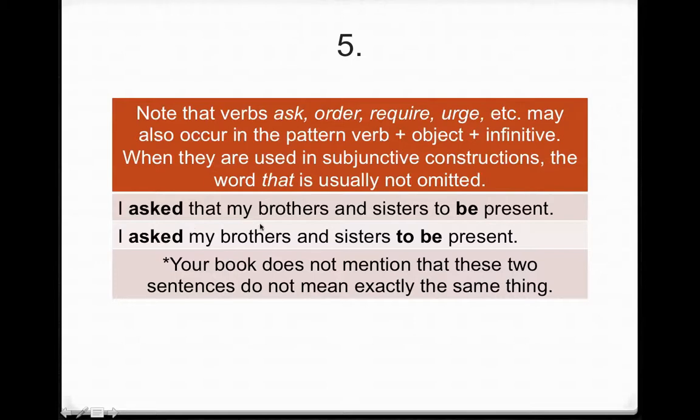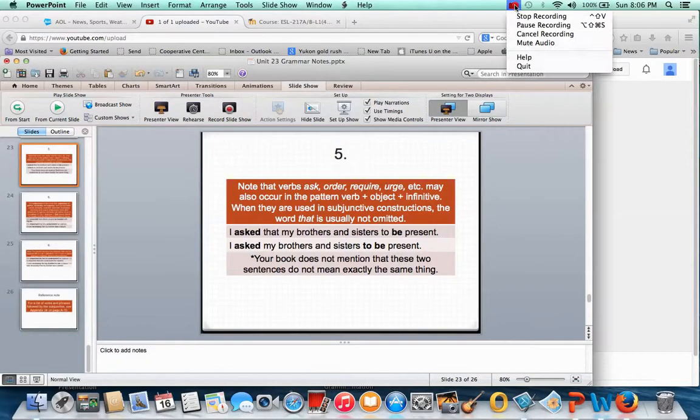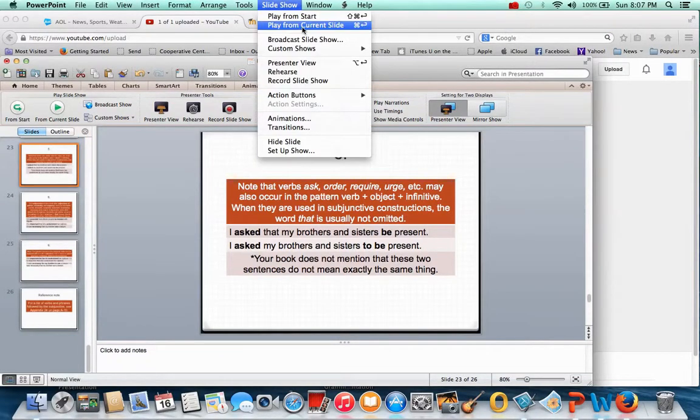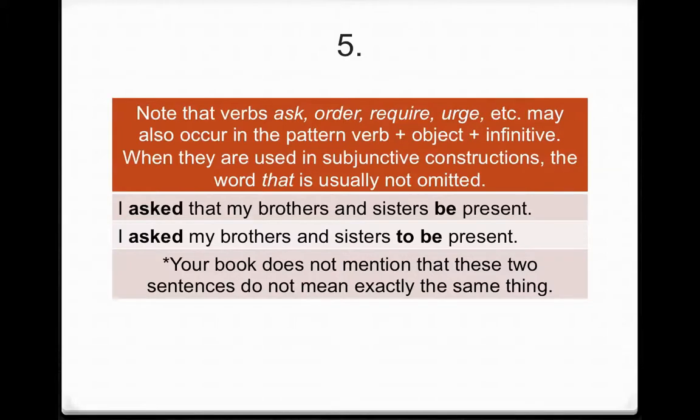So he asked that my parents and sisters... Here's a mistake. I'm going to just stop here and fix this, and we'll come back here. Okay. I can say, I asked that my brothers and sisters be present. I asked my brothers and sisters to be present. Are both correct. Your book doesn't really mention that they don't mean exactly the same thing.